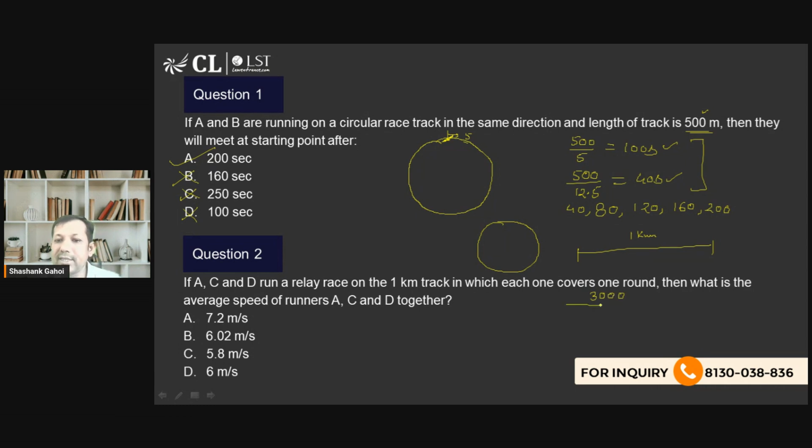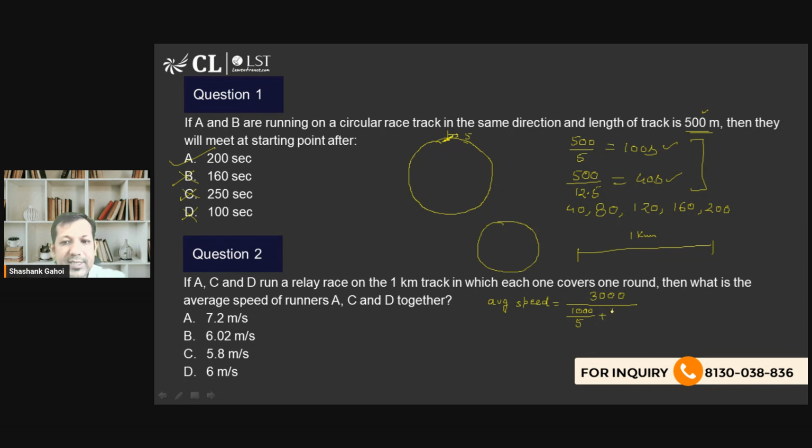So the question is talking about average speed, right? So average speed is what? Average speed is total distance upon total time. So A is running 1 kilometer, then C is running 1 kilometer, then D is running 1 kilometer. So together they are going to travel 3000 meters or 3 kilometers. Speed of A is what? Speed of A is 5. So what is the time taken by A to cover the 1 kilometer? That is 1000 upon 5.